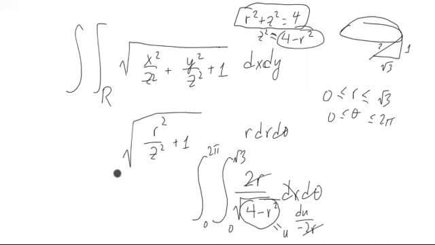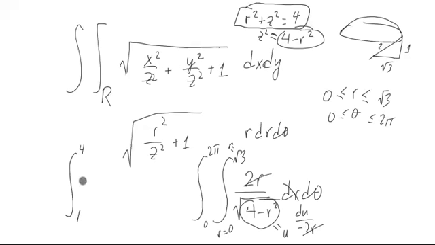So when r is 0, we get u being 4, so that will go to the top when we switch the bounds to account for that negative. When r is square root of 3, u is 1, so that goes at the bottom. We did this little switch with the negative, so now we won't put the negative in.